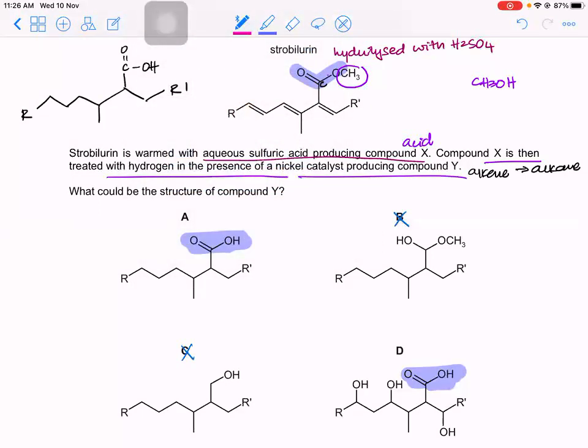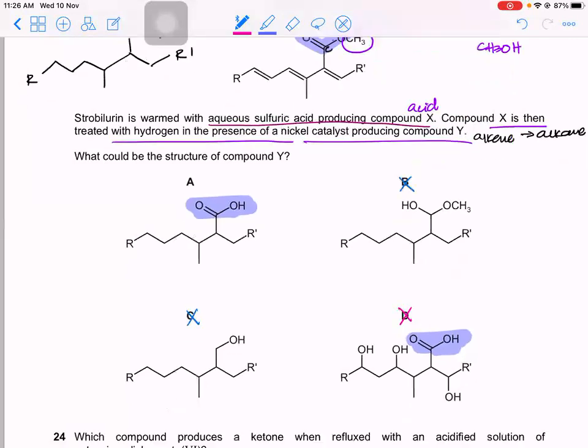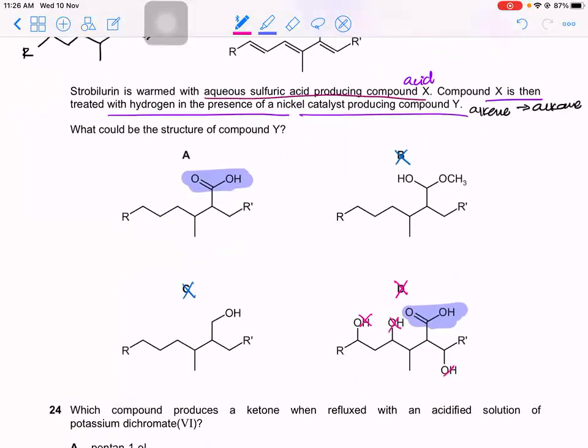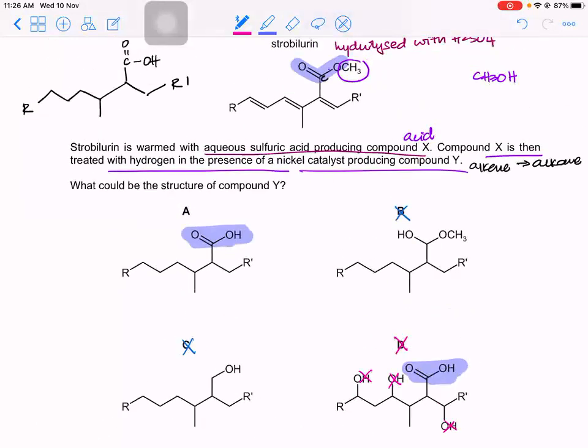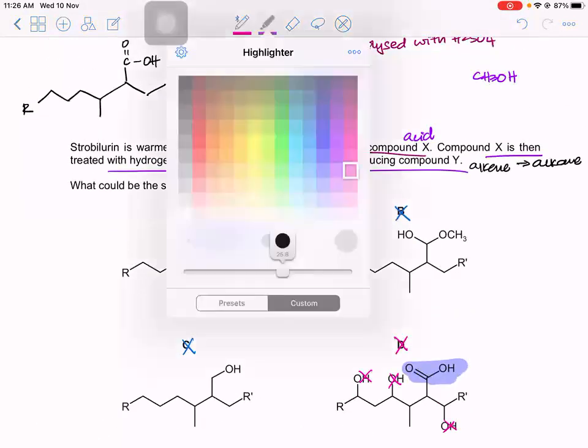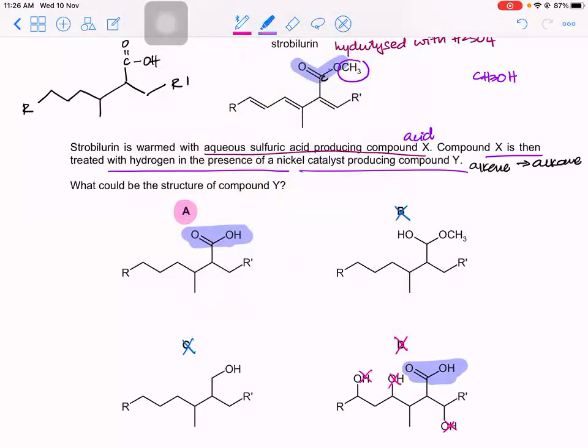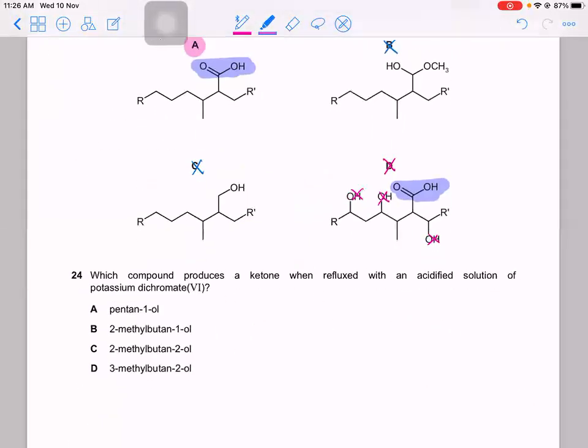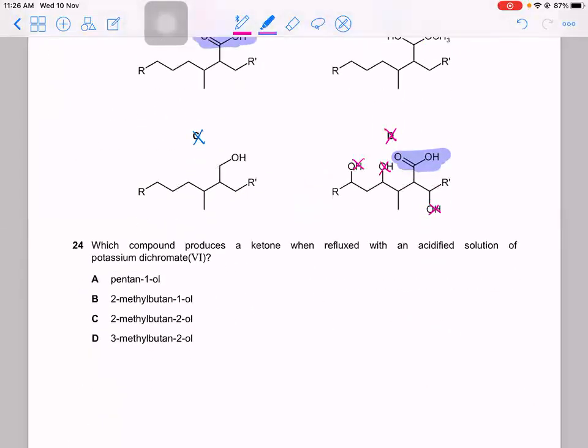Then when you've eliminated B and C, you can eliminate D also, because how are we getting the OHs? In hydrogenation, you don't get OHs, just the alkene will become alkane. And therefore the answer is A. Clear?